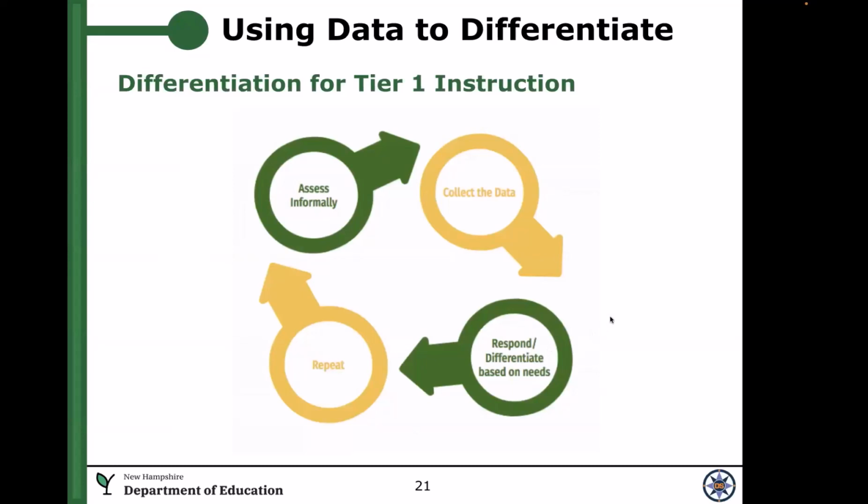So if we look at our tier 1 instruction and we think about differentiating, we're kind of doing this loop constantly where we're assessing our students informally. When we hear the word assessment, sometimes we think of these large assessments. We're talking about informal assessments, and we're going to go into them deeper in a minute. And we're collecting that data, and then we're responding and differentiating based on what that data tells us. And then we're consistently doing this throughout our instruction.